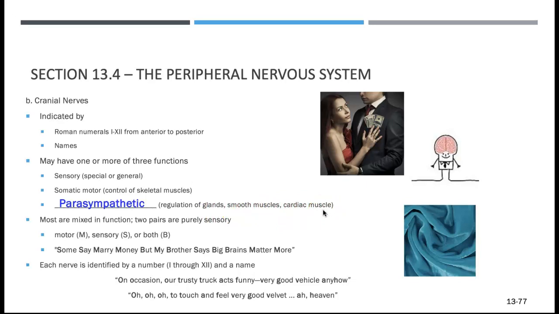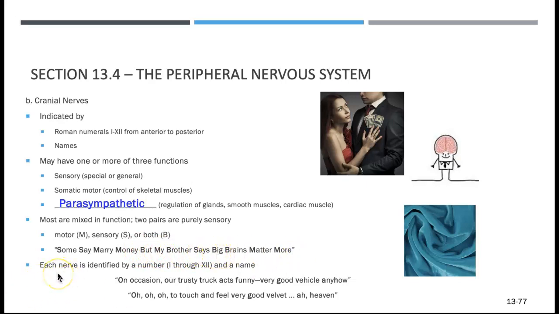Most of these cranial nerves are going to have a mixed function, meaning that they could be both motor and sensory, and 2 pairs are going to be purely sensory. So a good way to remember this is using this saying here. Some say marry money, but my brother says big brains matter more. And so the S's in here stand for sensory nerves. So cranial nerve number 1 and 2 are sensory. Cranial nerve 3 and 4 are motor. 5 is both, 6 is motor, 7 is both, 8 is sensory, and so forth. I won't read all of them.